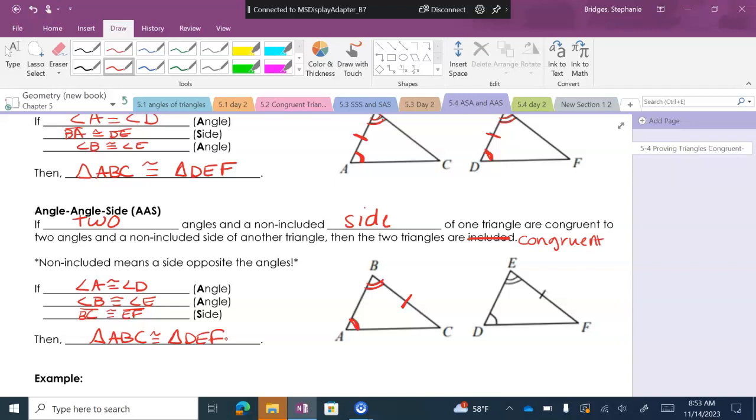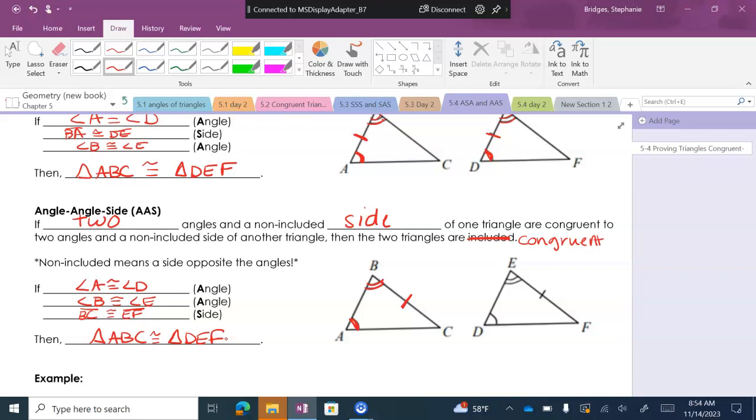Do we see the difference in angle side angle and angle angle side, where the placement is? On your quiz on Friday, you're going to have pictures with markings in those pictures, and you're going to have to say, are these triangles congruent by side angle side, angle side angle, or angle angle side?